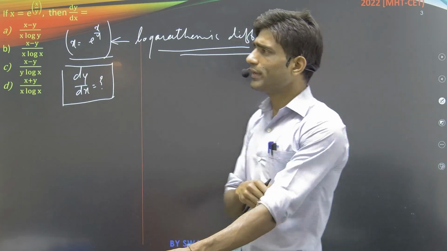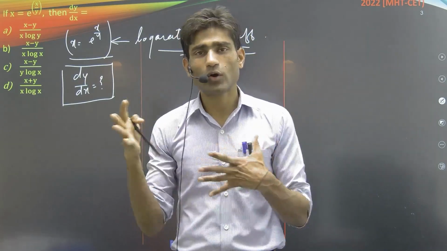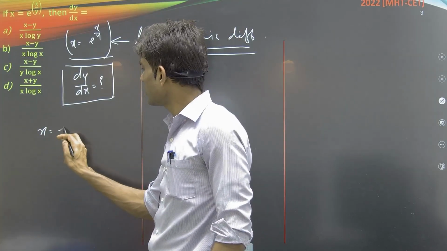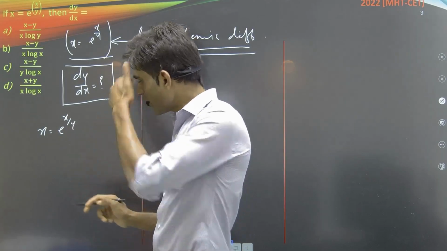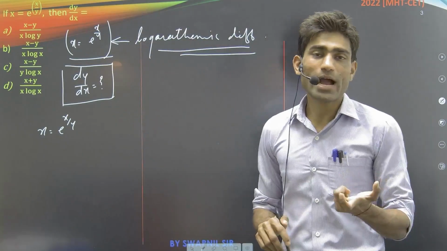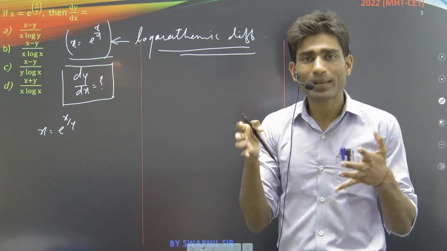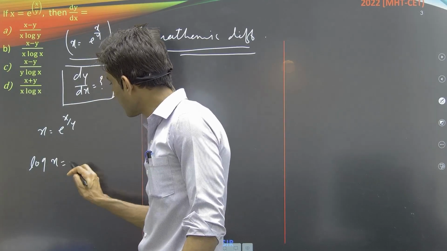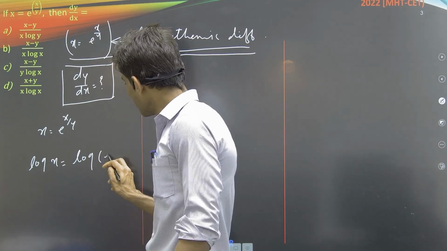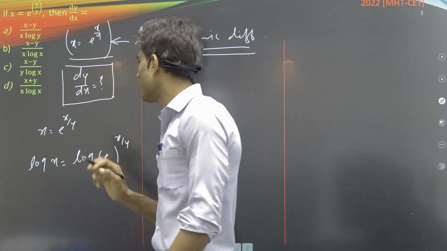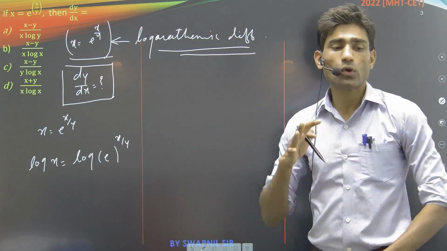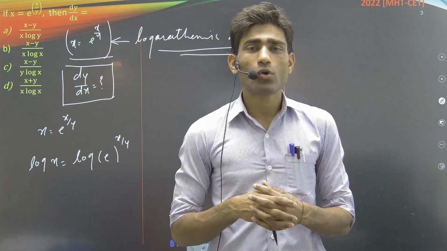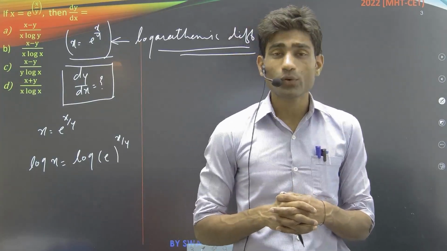Now what do we do in logarithmic differentiation? First of all, we apply log to both sides of our function. So our function is x equal to e to the power x divided by y. As we have function to the power function, apply log to both sides. So we get log of x equal to log of e to the power x divided by y. Apply the exponent rule from logarithms.